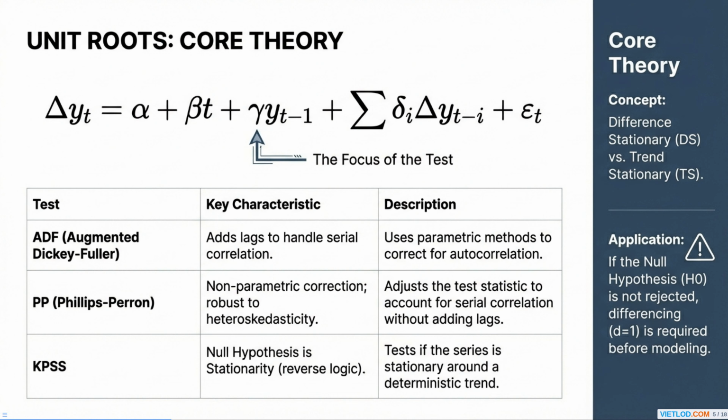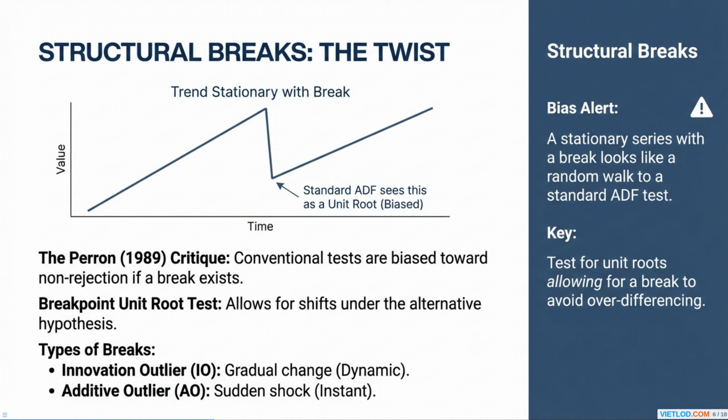If you test a stock price series and an ADF test gives a p-value of 0.50, you cannot reject the null hypothesis that gamma equals 0. This indicates the presence of a unit root, and you must difference the series to achieve stationarity before using it in a regression model. But as we've mentioned, these standard tests have a critical weakness. They can be fooled by structural breaks, which we'll explore next.